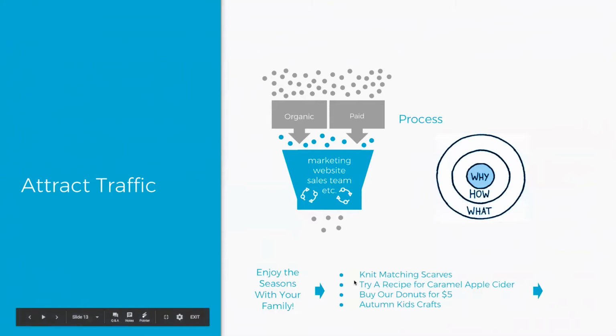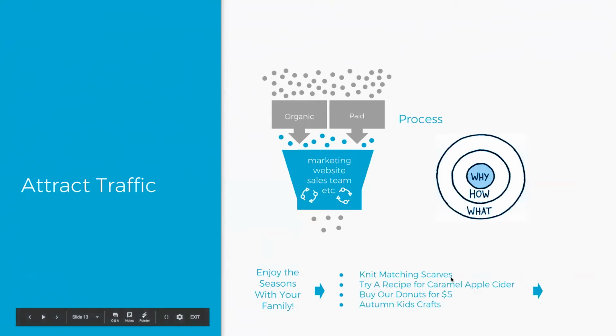You can create any of this content yourself, or you can share other people's content. But if you are giving it to them, if you're providing that content to them, you're that point of trust. So if I have a Facebook page and I link to scarf patterns and I link to a recipe for caramel apple cider, and I offer them a dozen donuts for $5, and I offer them some ideas on kids crafts, then I have created a value for them.